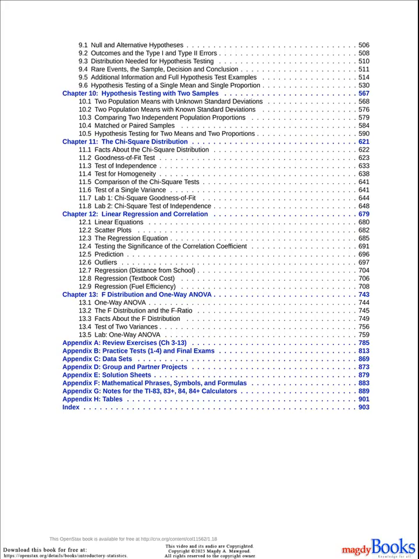Appendix A. Review exercises, Chapter 3 to 13. Appendix B. Practice tests, 1 to 4, and final exams. Appendix C. Data sets. Appendix D. Group and partner projects. Appendix E. Solution sheets. Appendix F. Mathematical phrases, symbols, and formulas. Appendix G. Notes for the TI 83, 83 plus, 84, 84 plus calculators. Appendix H. Tables. Index.